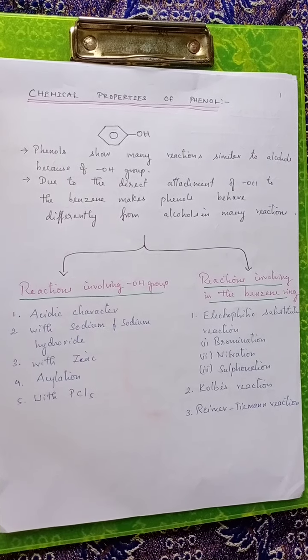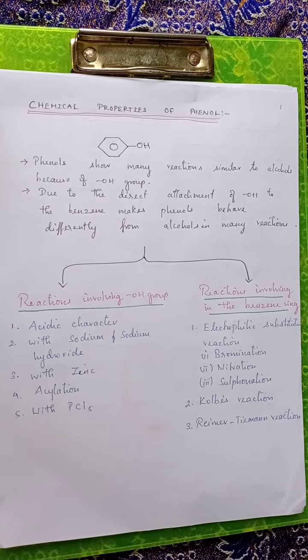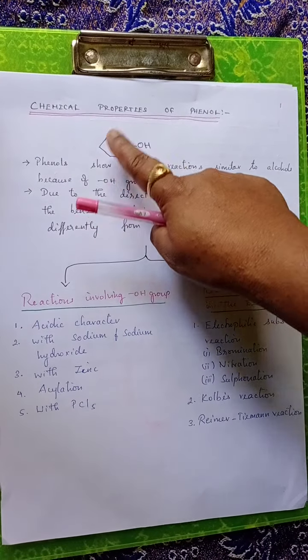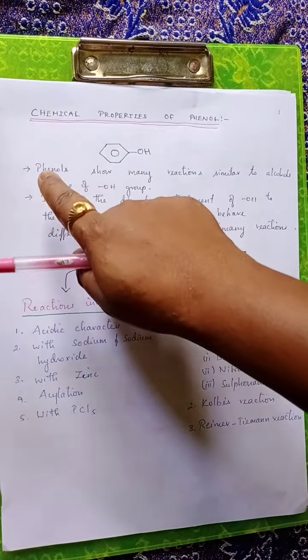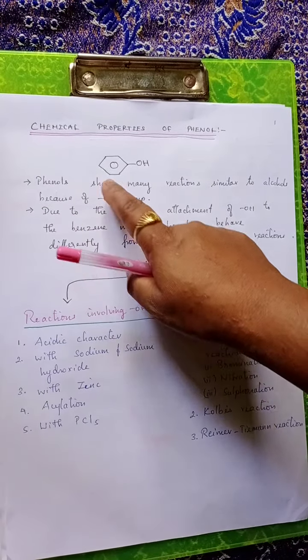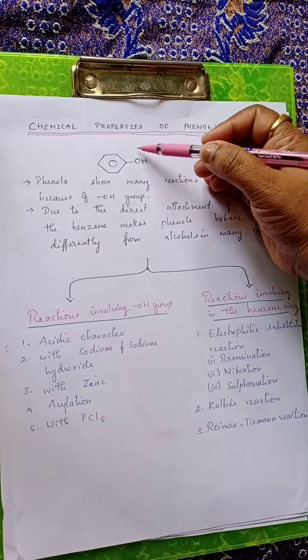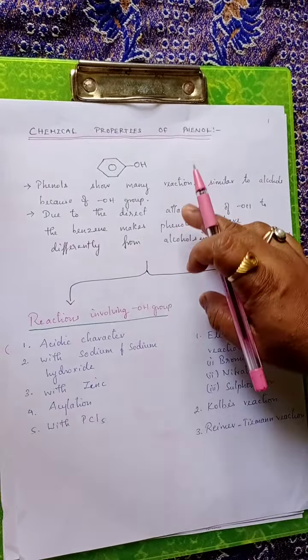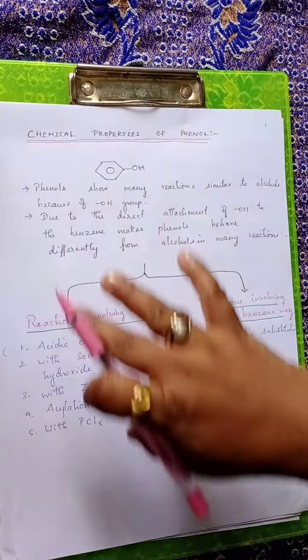Today's topic is chemical properties of phenol. So phenol is the benzene ring, the aromatic ring, with OH. This is what phenol is. Phenols show many reactions similar to alcohols because of the OH group. The OH group is there with the benzene ring, the aromatic ring. That is why it behaves as an alcohol in some reactions.